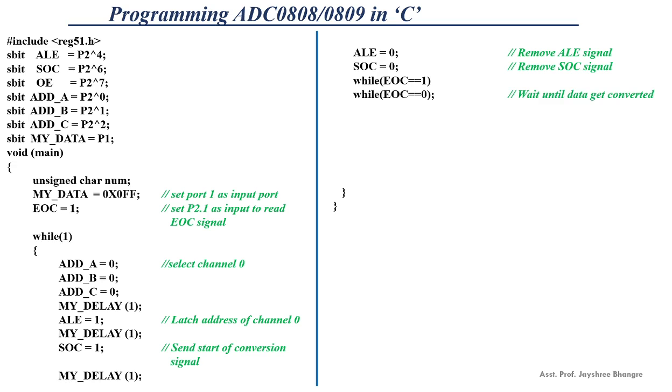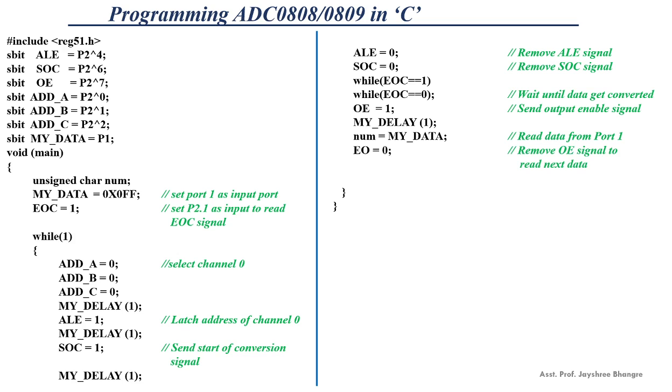When this pin goes low, again we have to wait for some time and then read the data using the instruction OE equal to 1. Wait for some time and collect the data available on lines D0 to D7 in variable num, and remove the OE signal and display the data on the LCD or 7-segment display. And this will continuously accept the next input and convert it into the equivalent digital form.